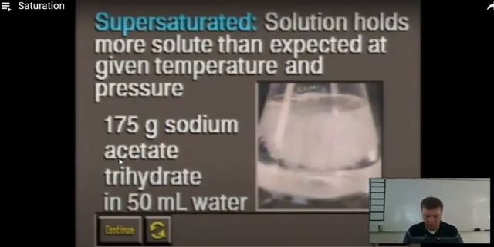So I'm going to give you a second to write down that example. Okay, write down that definition real quick. I'm going to show you an example on screen here in a second. A supersaturated solution holds more solute than expected at a given temperature and pressure. And that's the example right there.